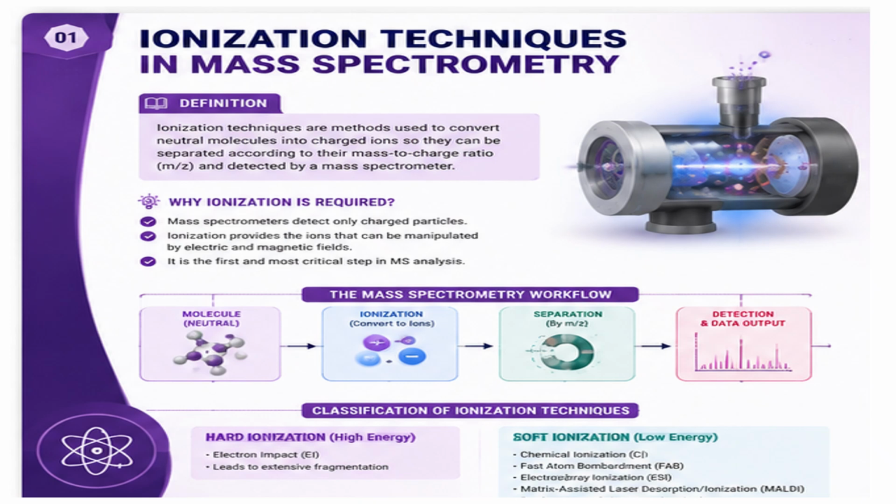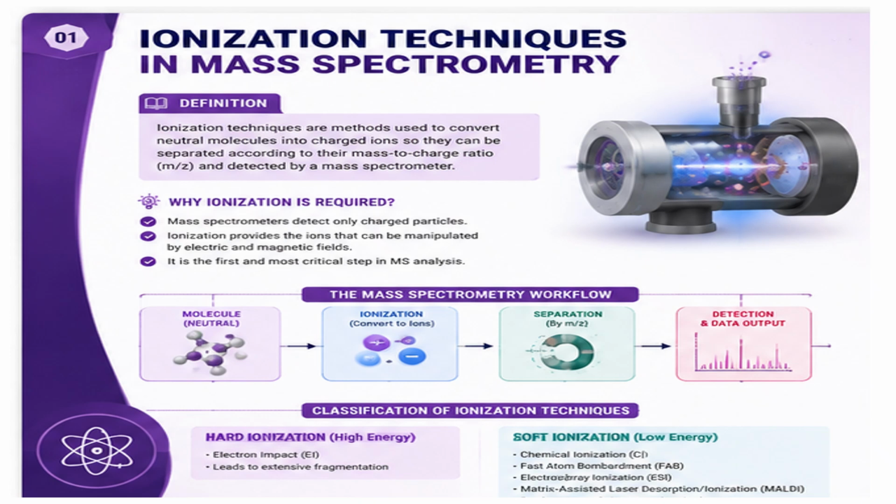The basic workflow is simple. First, we have a neutral molecule. Then it is converted into ions by ionization. After that, ions are separated according to m/z. Finally, the detector gives the data output.